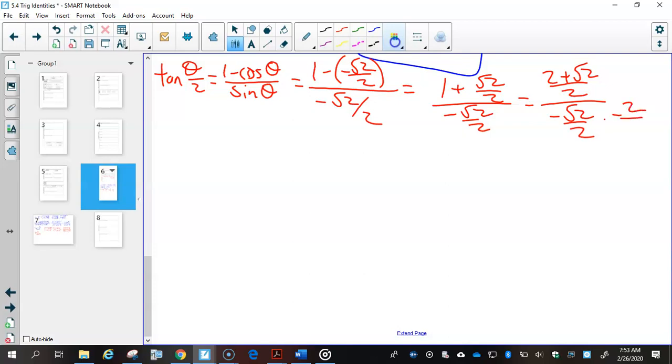Couldn't you take out the 2's? We're going to do that last. So when we do this, our denominator is gone, our 2's are gone.